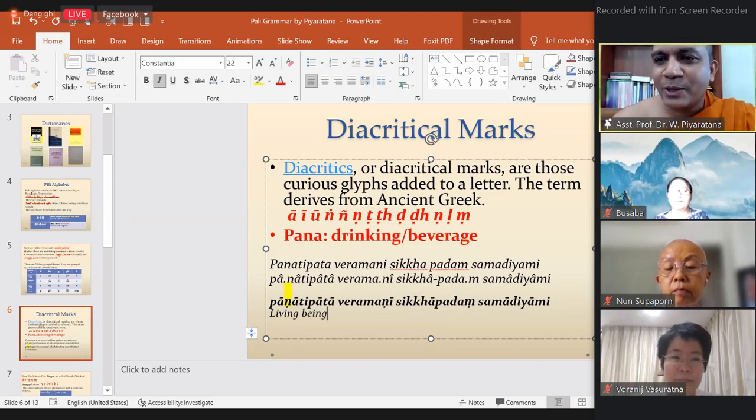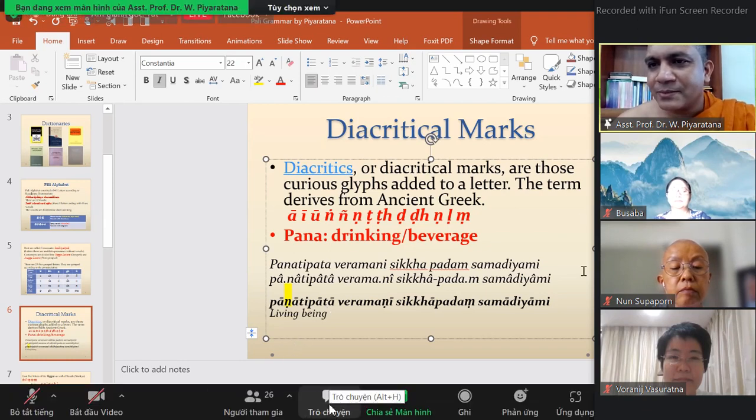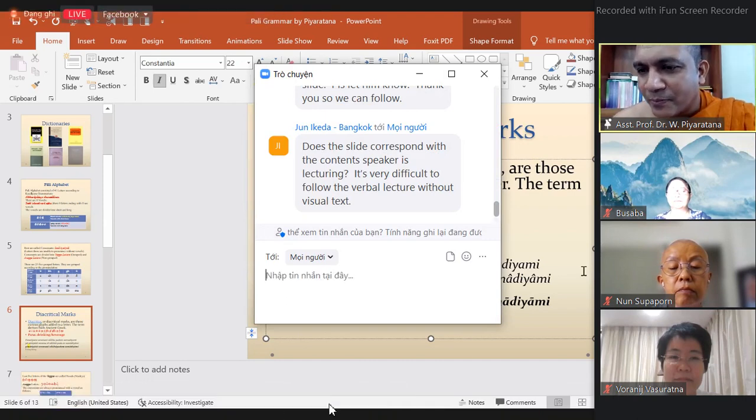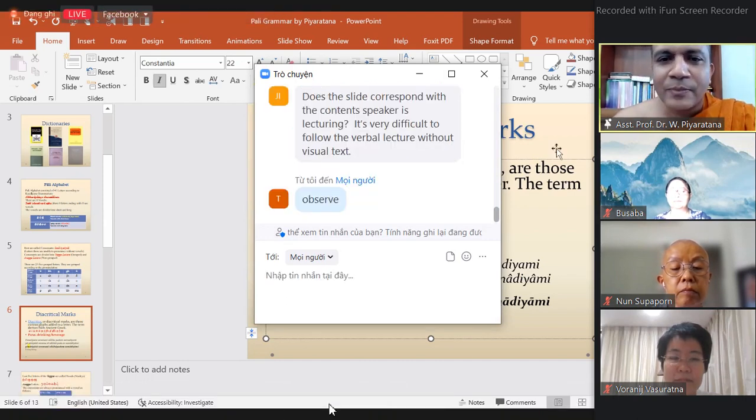Now we have many lay students. I would like to ask, since this subject is also related to Pali: what does Samadiyami mean?